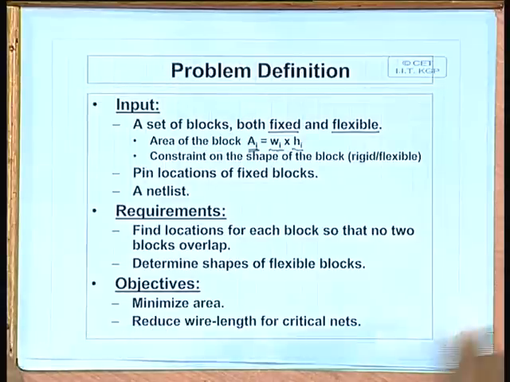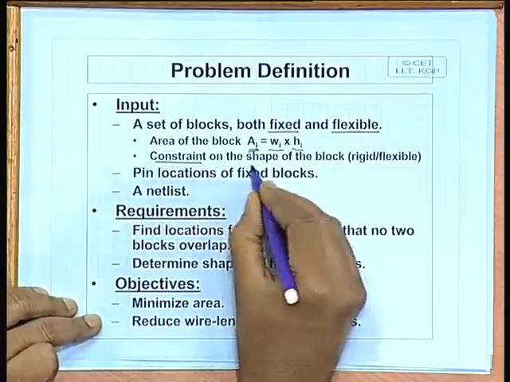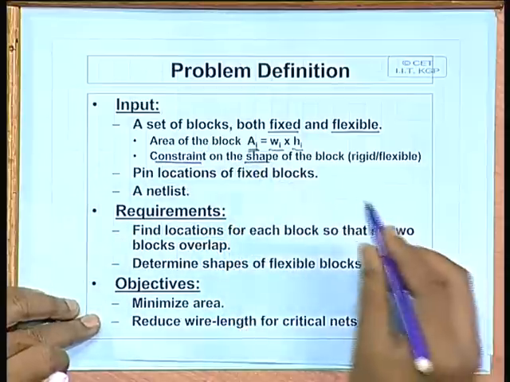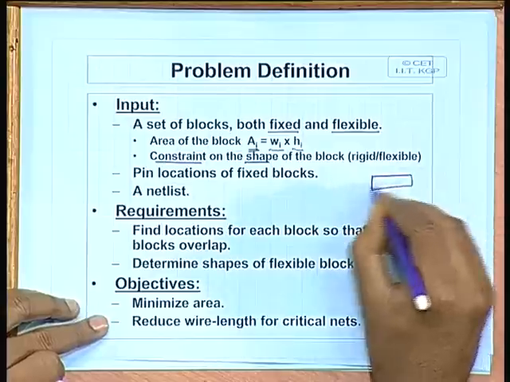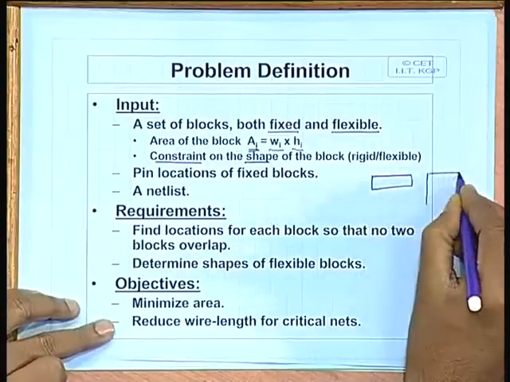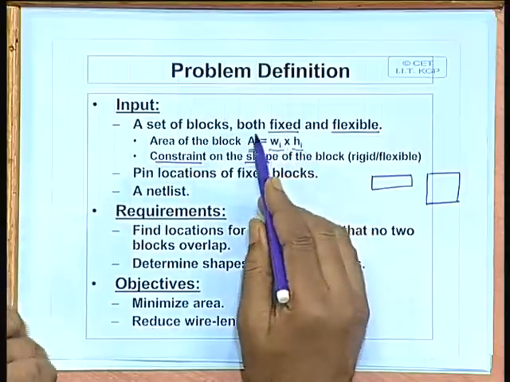So, rigid and flexible, whatever I am talking about, these are the constraints on the shape of the block. A block may be like this, thin and long, it can be a square and so on.